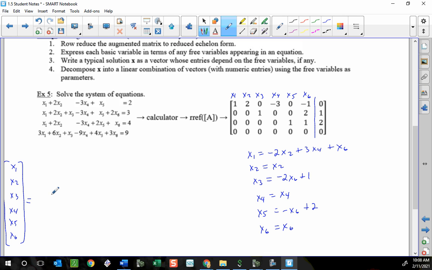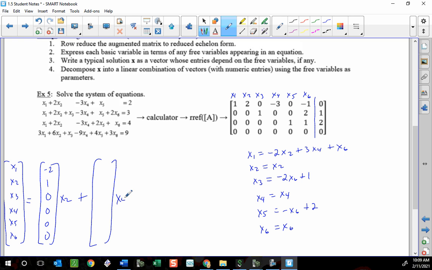All right, so look at my answers. The first thing that it involves is x2, so I'm going to make a vector for x2. I got negative 2 and 1. I have nothing here, nothing else has x2s in it. All right, my next vector involved is x4, right? Okay, so I need a vector for x4. All right, so I got 3, nothing, 1, nothing.